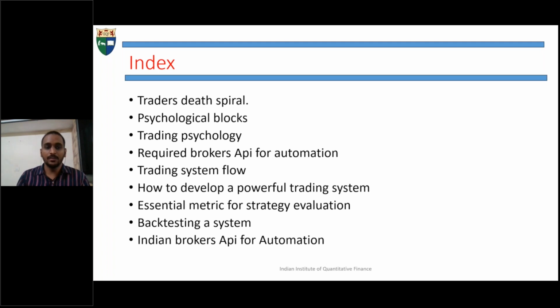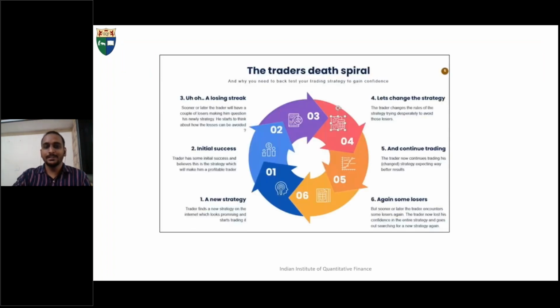So coming to our first slide. What is basically a trader's death spiral? To brief you about this, I have listed a few points over here. For example, what happens is, an individual trader looks at a new strategy from some internet-based source or from books, and then he trades that strategy. He finds a new strategy on the internet which he finds promising, starts trading it day in and day out, and then he gets some initial success.